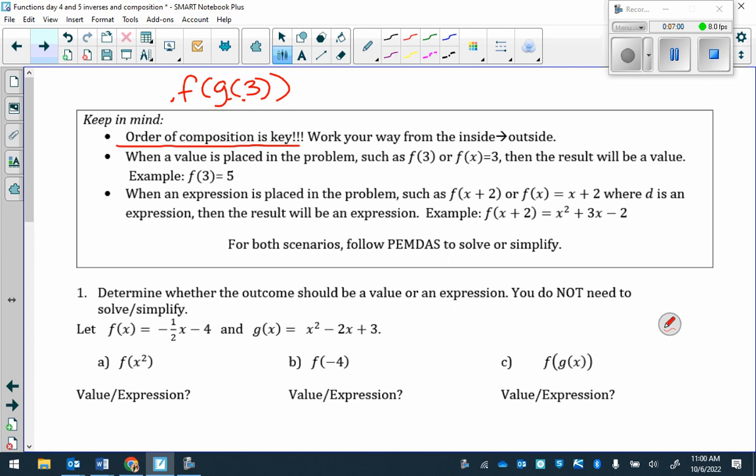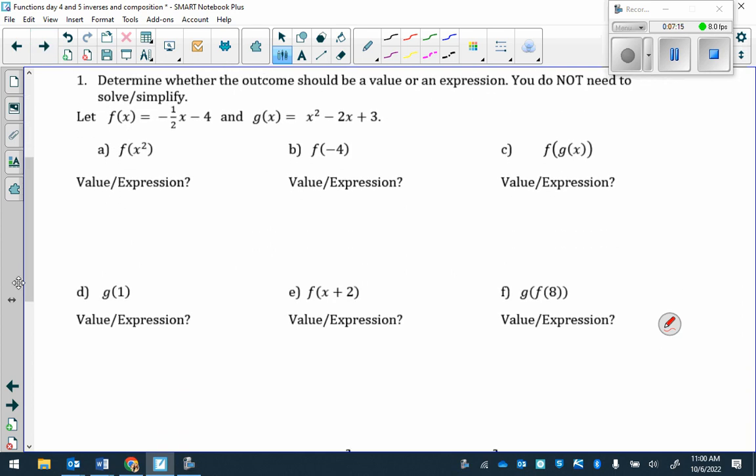So if you input a value, you will end up with a value. If you input an expression, you will end up with an expression. We're not solving. So we're going to look at a few different things here. So first is just our function notation. Then we'll get to composition. So f of x squared, will I end up with a value or an expression?